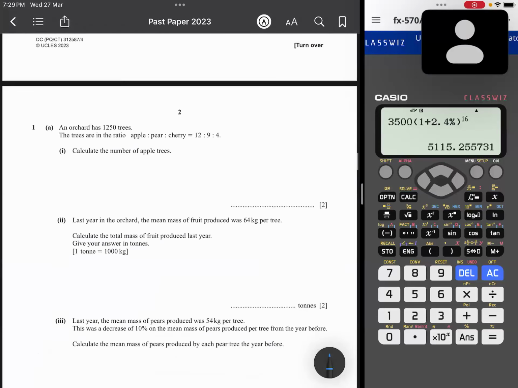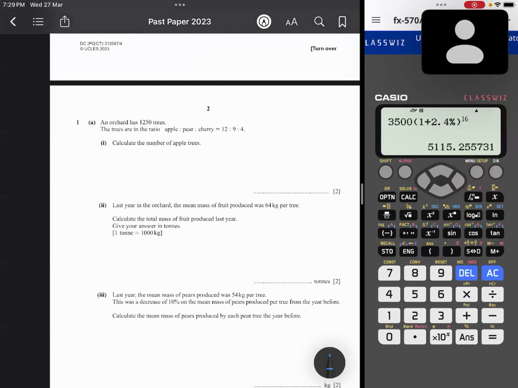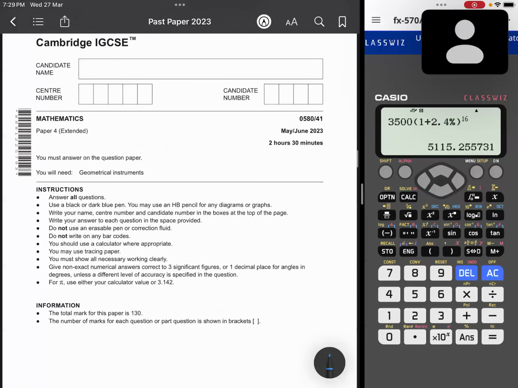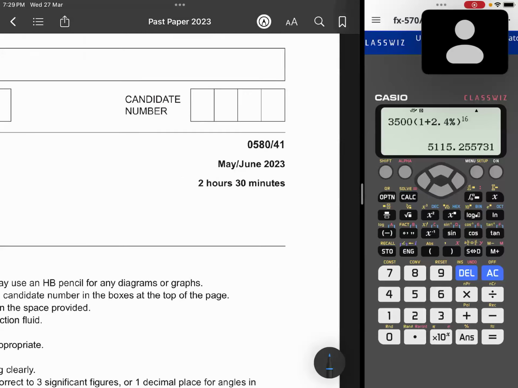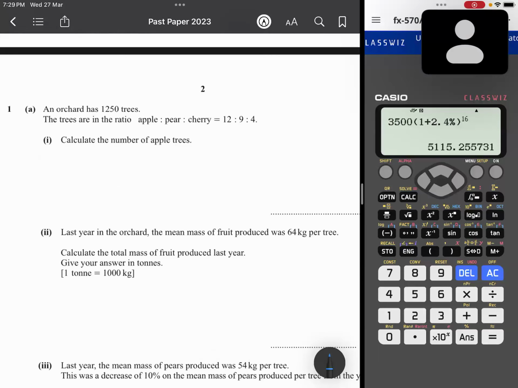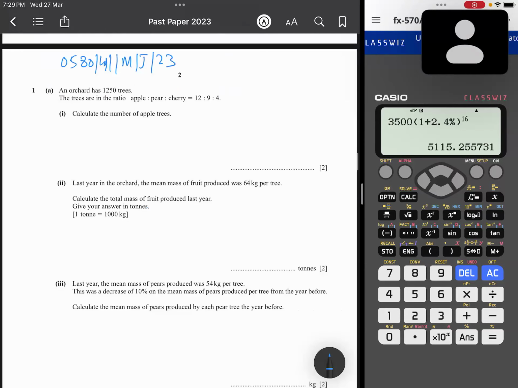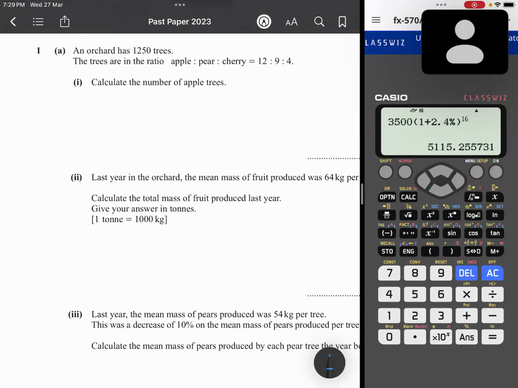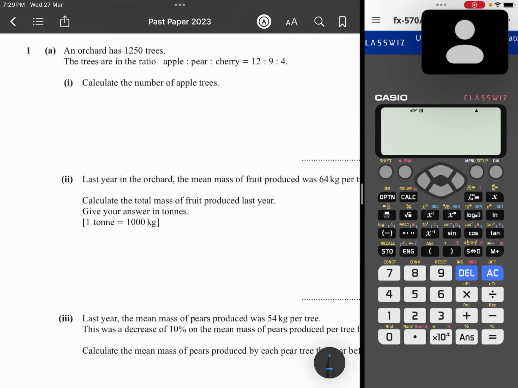Okay. Again, we have a question on everyday maths, and this question is from the paper 058041 May June 2023. So let me write here 058041 May June 23. Now, beta, look at this question. An orchard has 1250 trees. The trees are in the ratio apple, pear, cherry. So let's add the total. So 12 plus 9 is 21, 21 plus 4, 25 is the total ratio. Calculate the number of apple trees.